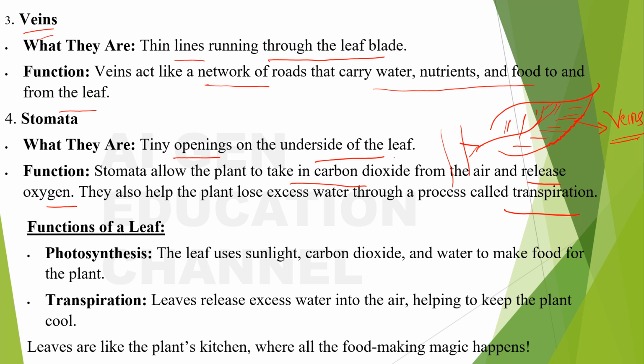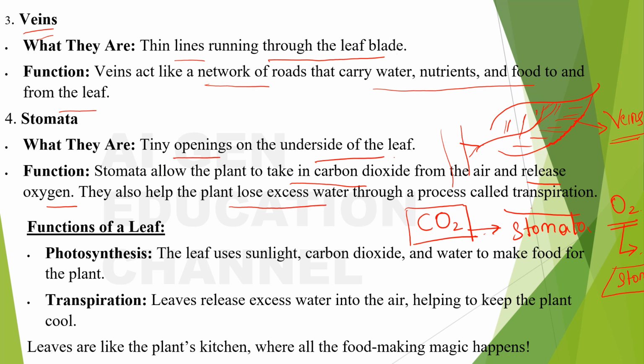So what did I mention in the photosynthesis process? Plant needs carbon dioxide, right? So how will it get it? It will get it through stomata. And also after the process of photosynthesis, along with the food, we get oxygen. Oxygen is released into the air, and this is also through stomata. So stomata help in the exchange of gases. And they also help the plant lose excess water through a process called transpiration.